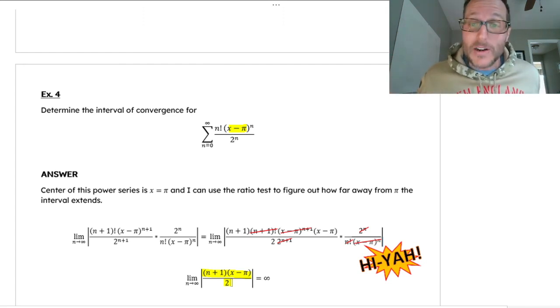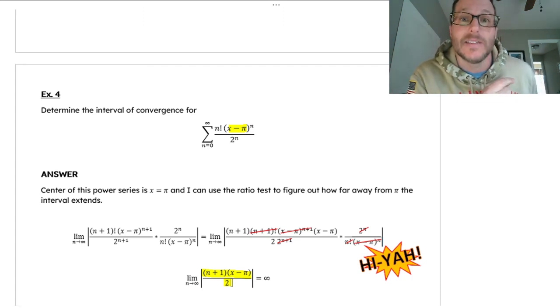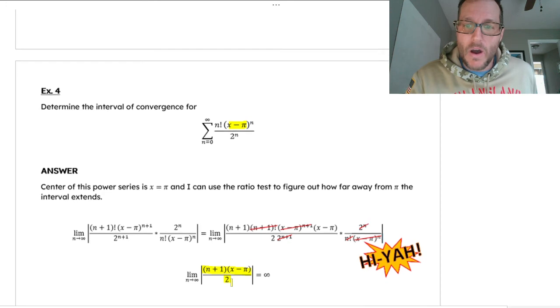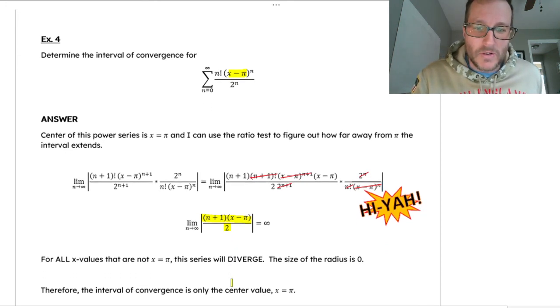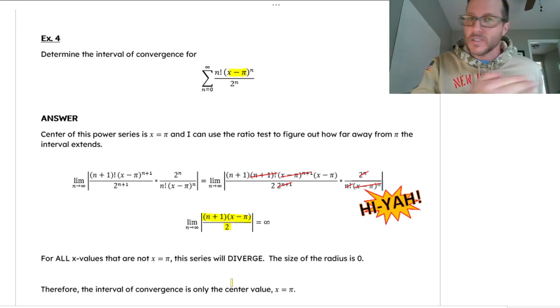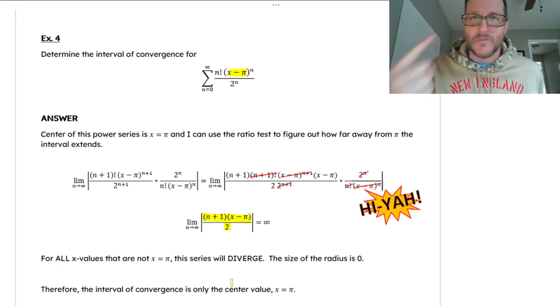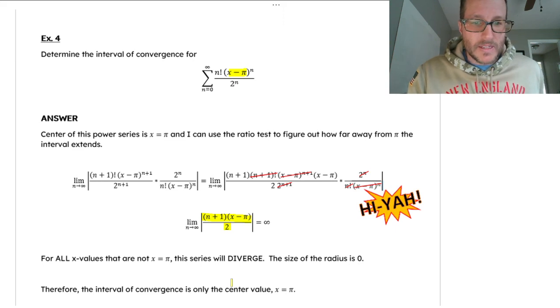It's going to diverge, unless x is pi. So how far around pi can we go? Nowhere. That means the size of the radius is 0, and the interval of convergence is that single center value, x equals pi. There we go. So I think that's the last one.